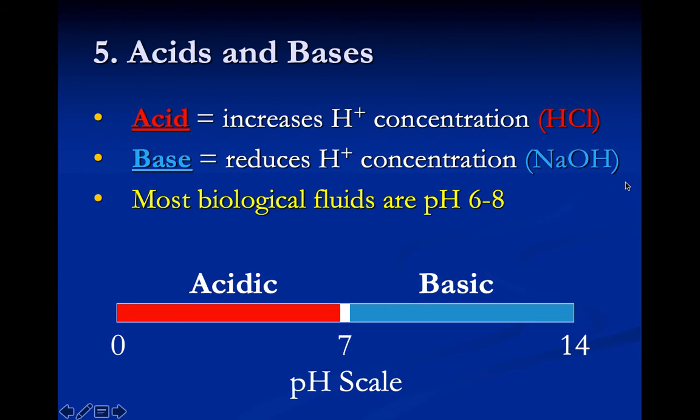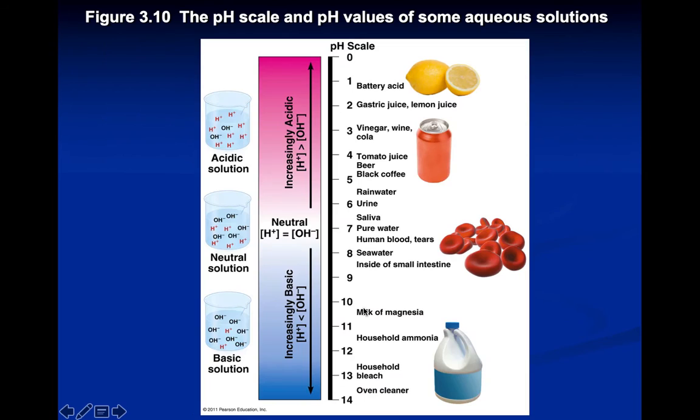Okay? Now, most biological fluids really like a pH of 6 to 8. So 6 is slightly acidic, 8 is slightly basic, and 7 is neutral. So between 0 and 7, that is acidic, and 7 to 14 is basic, but at 7 you are neutral. We're going to talk more about what that actually means, but just to give you an idea of what this pH scale looks like, here are some things that are across the entire gradient.